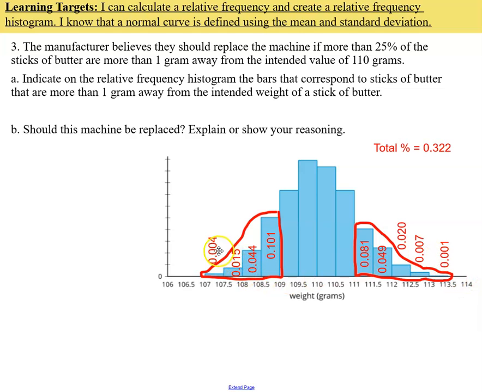And what you'll notice is if we take all of these percentages and we add them all up, we end up with, well, it says total percent, but it's the decimal number. You could turn that into a percent of 32%, and then that would tell you that there is definitely more than 25% of your sticks of butter that are more than 1 gram away from their intended value. So it seems like this machine should be replaced.